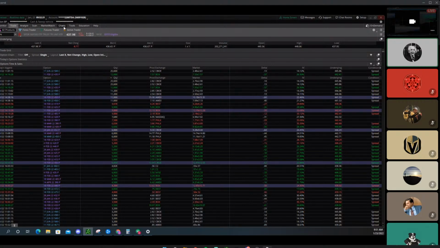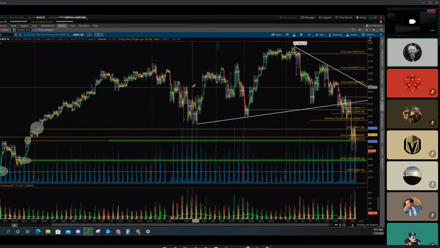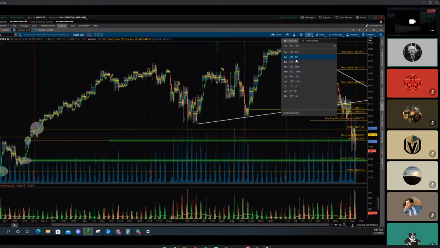So that's what I do, in terms of looking at the screens, knowing where the VPOCs are, and putting it all together. Where's the demand zone? Where are the buys? Where's the supply zone? Where are the sellers going to come into play? And once you understand these levels, honestly, it becomes so much easier to play.